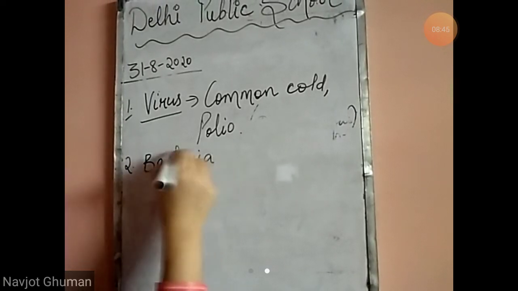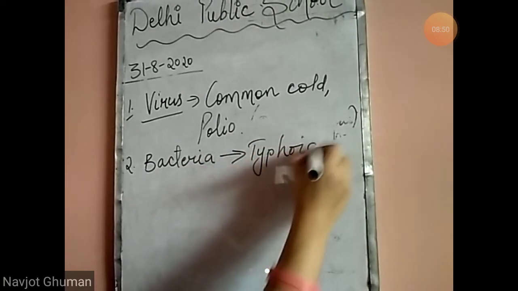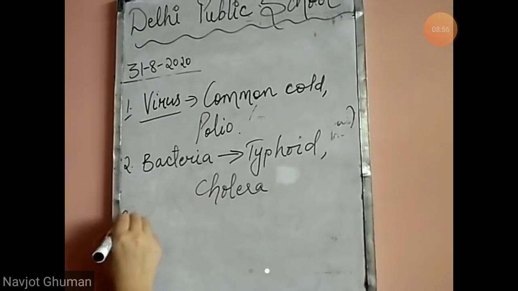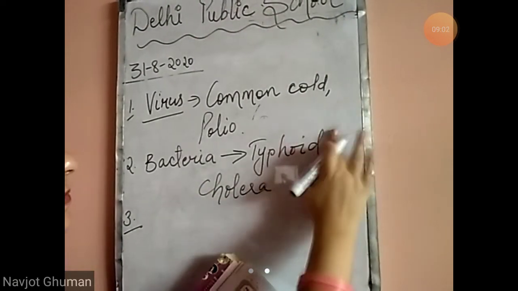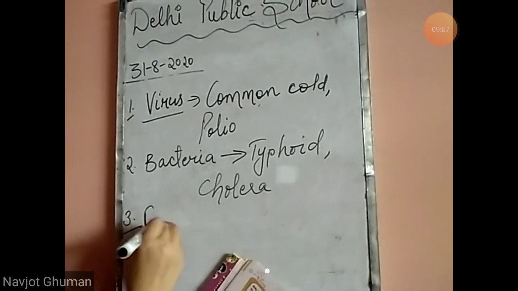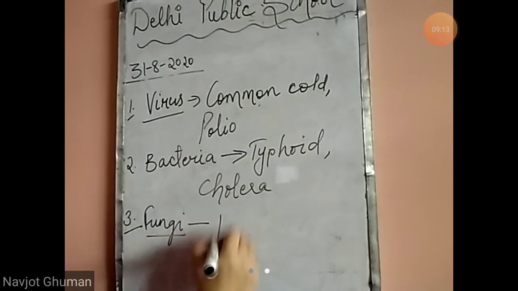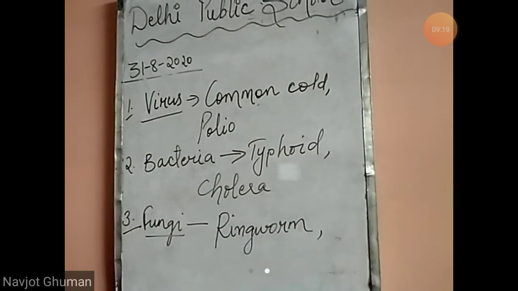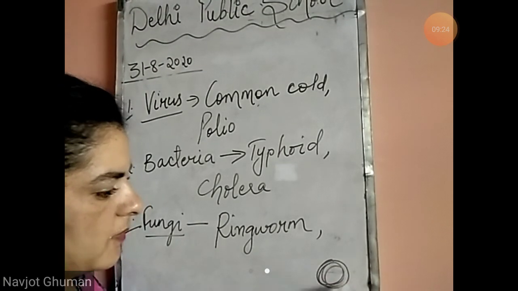Bacteria causes typhoid fever and cholera. Cholera is that disease in which we have loose motions and vomitings. Next, fungi. Fungi cause ringworm, that is a skin disease. Ringworm, in which ring-like rashes form on the skin, that is ringworm.